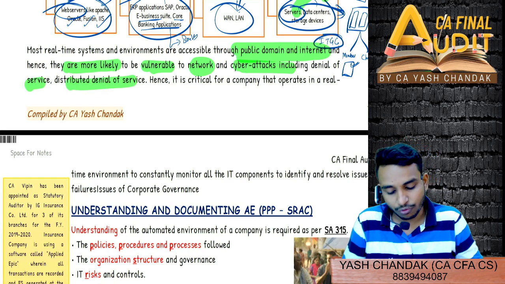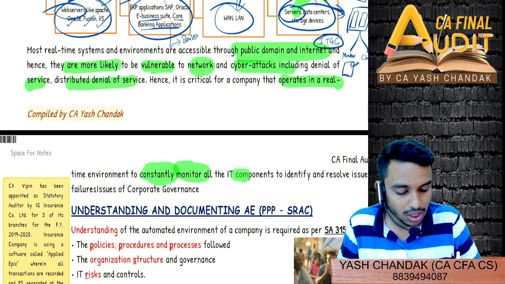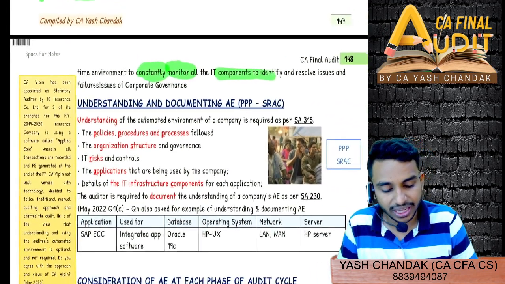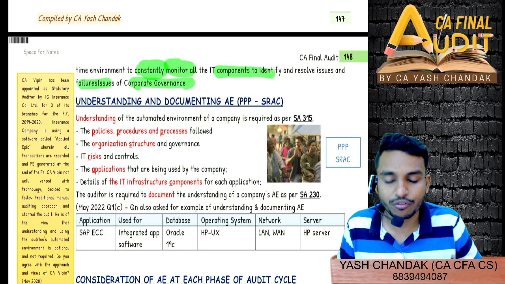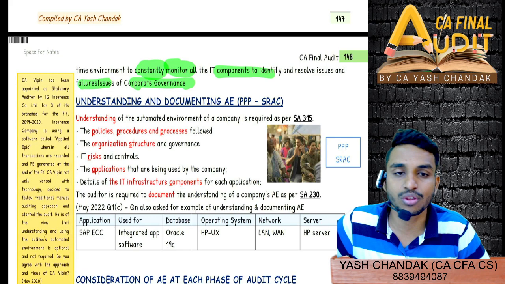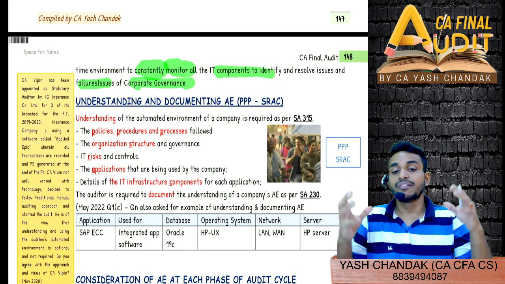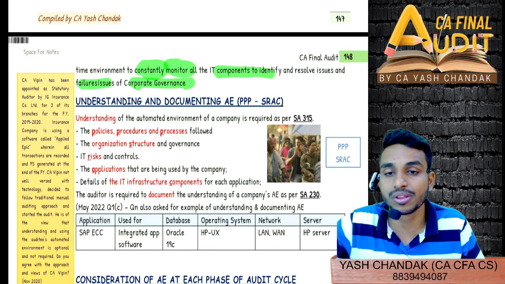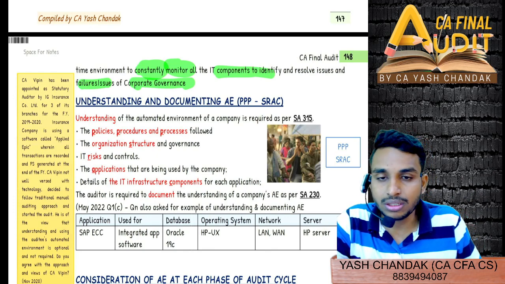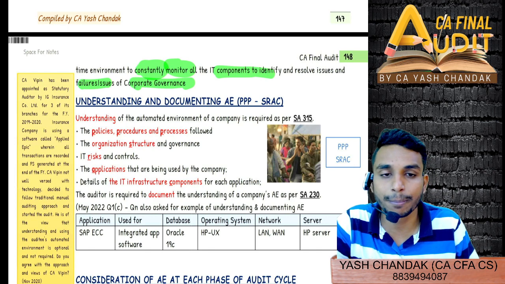Hence it is very important for us to operate in a real-time environment and constantly monitor all these components to identify and resolve issues and failures. So it is very important to implement antivirus or any sort of protection required, and even the corporate governance has to be very robust. Corporate governance means ethical requirements, everything has to be considered properly.